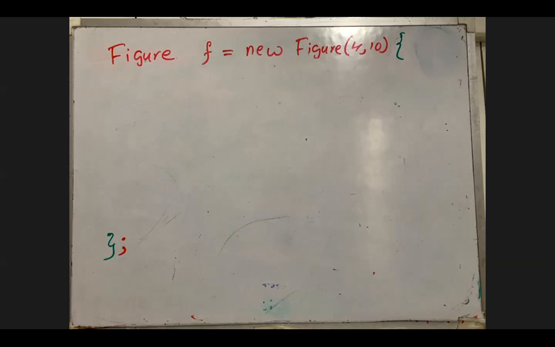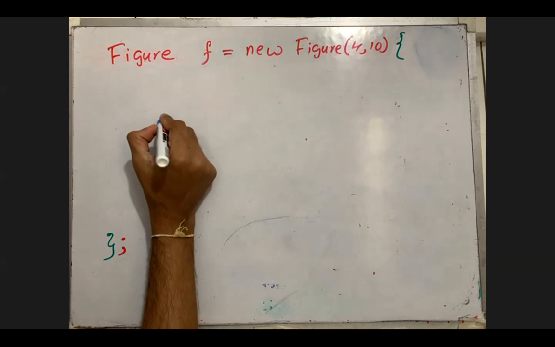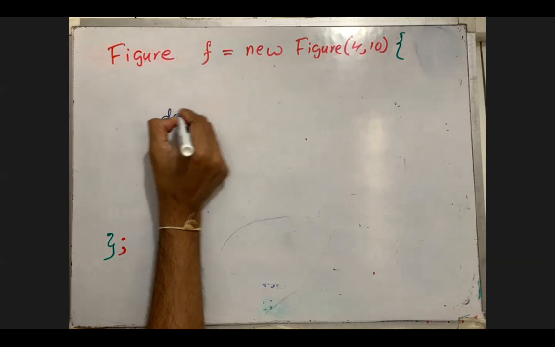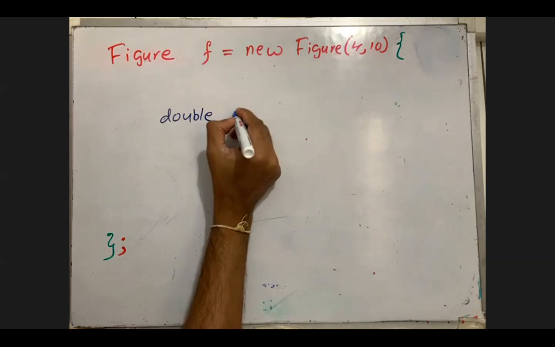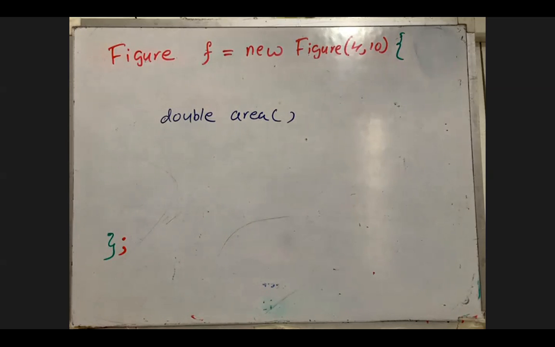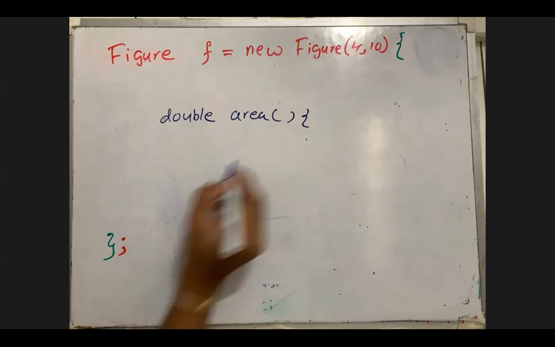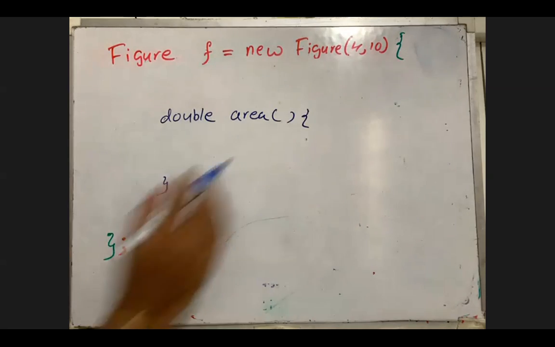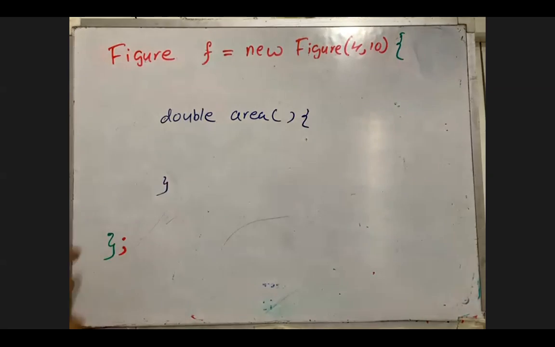So what is the method? Area. Return type is double. Double area. Is there any input data type? I can't remember. No input data types are available. Therefore, you may directly use this one. Here you may implement whatever, open and close the curly brace. Here you may implement how the area should work.